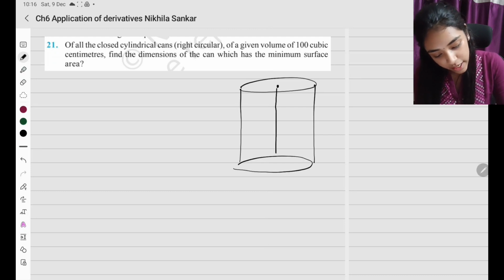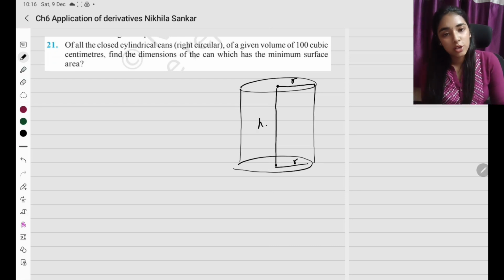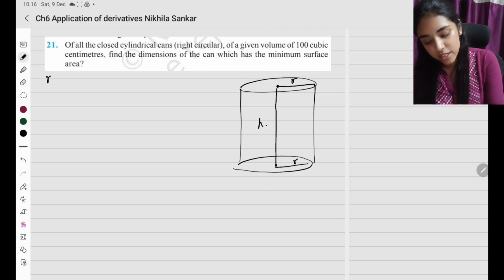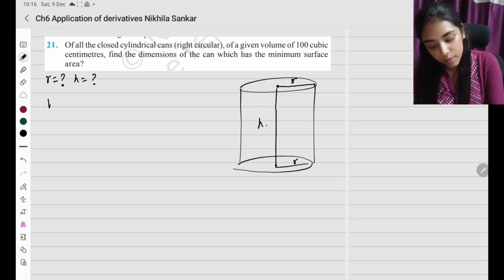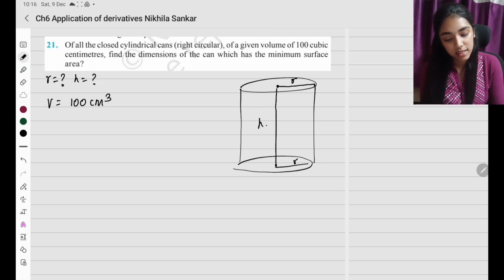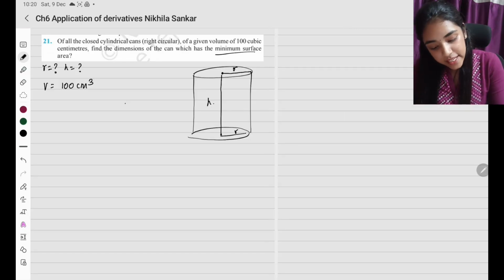I need the height and the radius. So if we have this, we can find the area, volume, surface area, everything. So I need to find out what my r is and what my h is. What is given in the question? Volume is given to be 100 cubic centimeters. So 100 centimeter cube. The surface area has to be minimum.